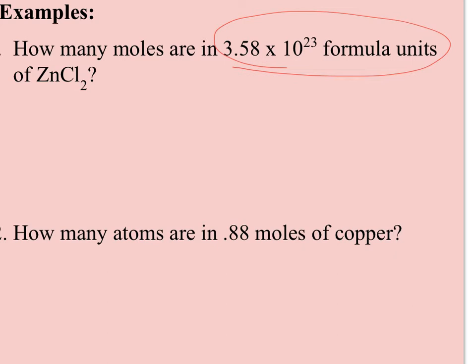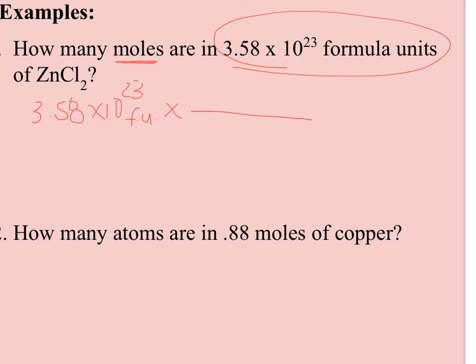What's a formula unit? It's just what we call the particles in ionic compounds. Covalent compounds are called molecules. Ionic compounds or particles are called formula units. No big deal. What I want is moles. So I'm going to write down what I have or given, whichever way you want to think of it. 3.58 times 10 to the 23rd. I call these FUs, which some of you will be feeling that way after you do a few conversions.